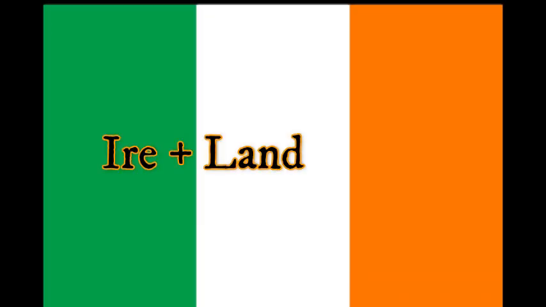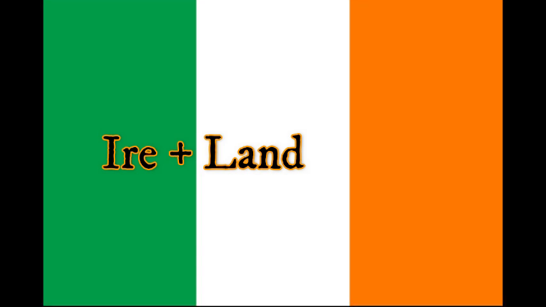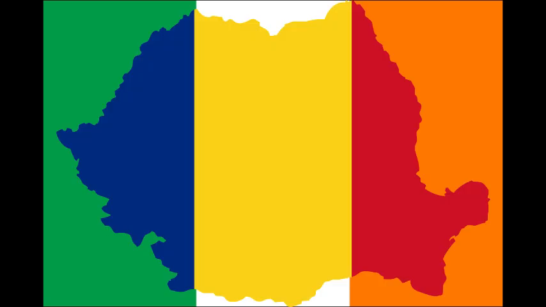Then you have the locational overlay of Ireland, which has in its name both Ire and land. But the location of Ireland might not actually be the land of Ire. But who really knows? And then we have Romania, which is going to lead us into our next part of this location concept and overlay.